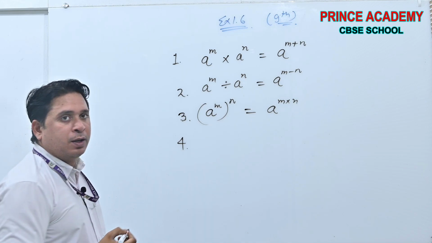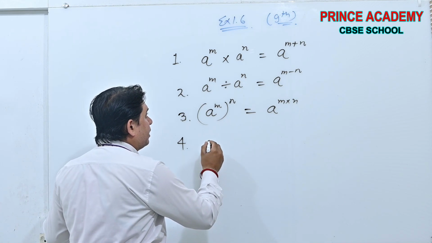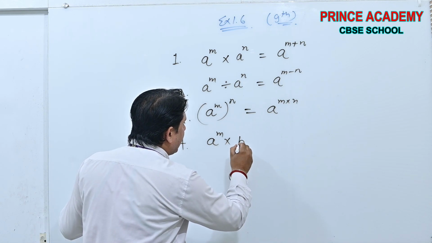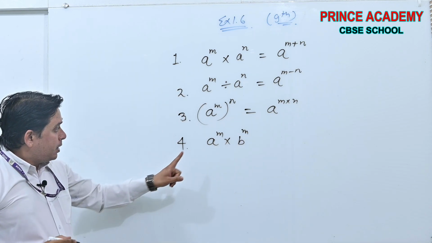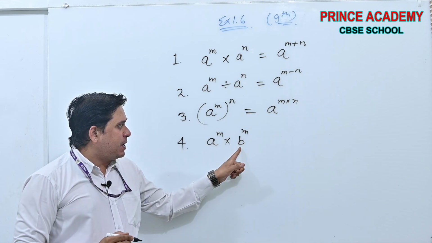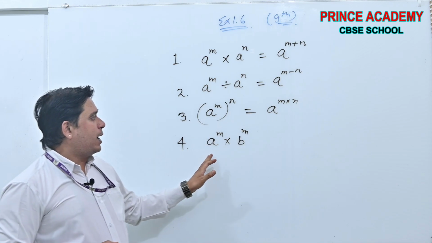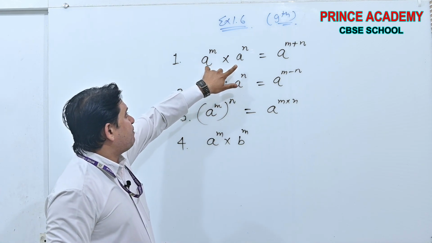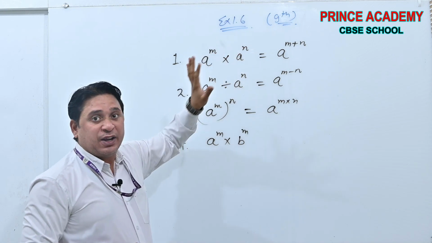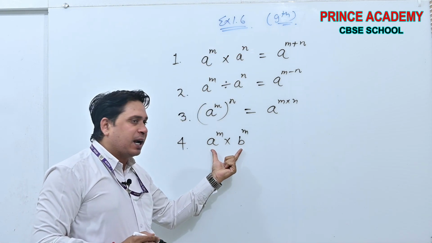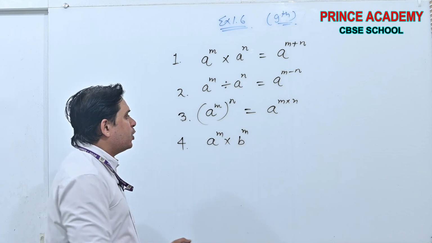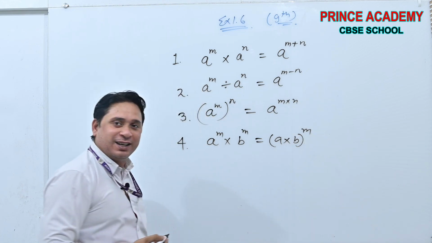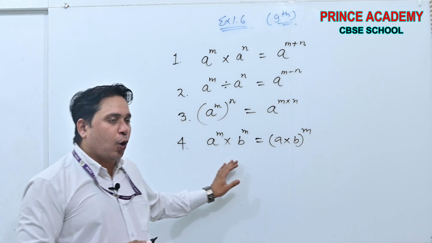Number 4. If I am writing a raised to power m into b raised to power m, a raised to power m and b raised to power m, whenever you are multiplying and the powers are same. See the difference, beta. Here the bases were same, powers were different. Here the bases are different but the powers are same. In other words, you can write the power common here.